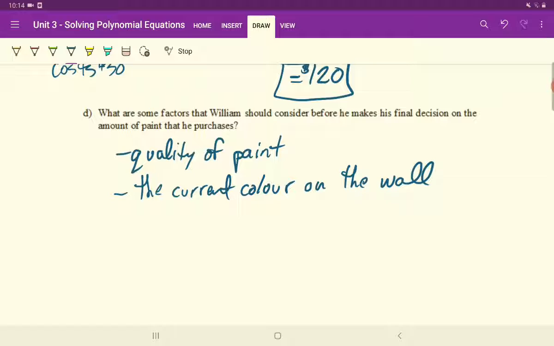Okay, and if I could think of anything else before you go buy this paint, what you'll want to do is decide whether you want a gloss paint, so more of a shine, or if you want a matte, which is more of a flat color paint that doesn't have any shine. So that's another thing that you might want to consider.